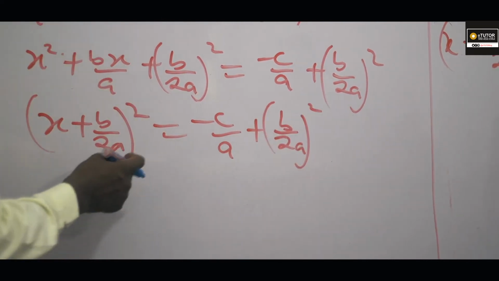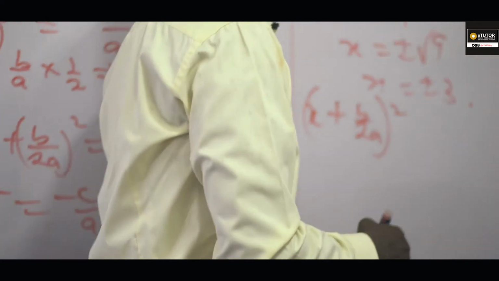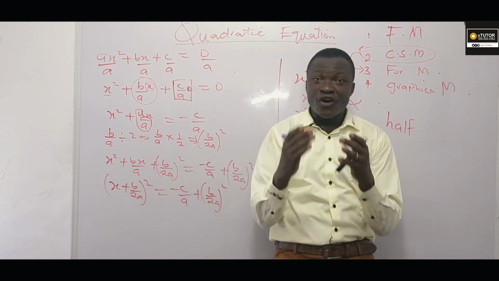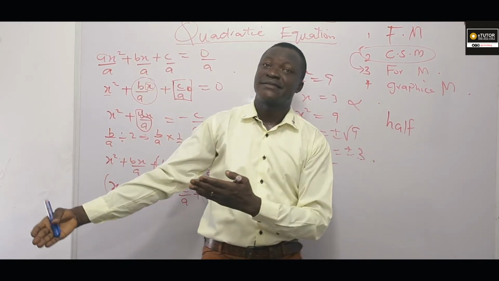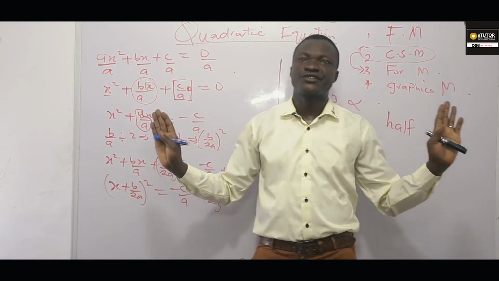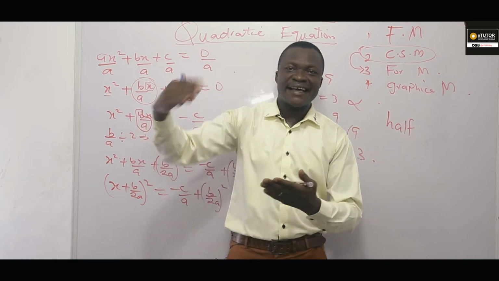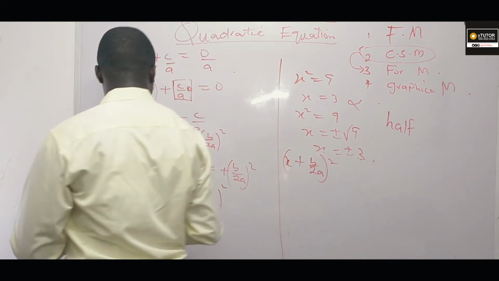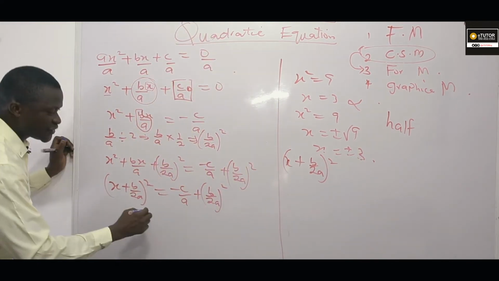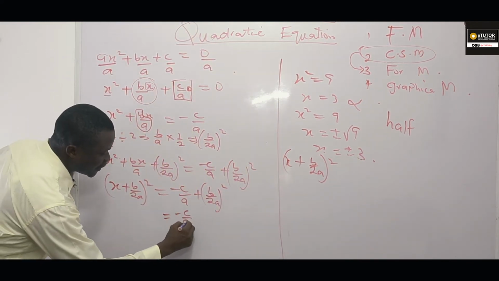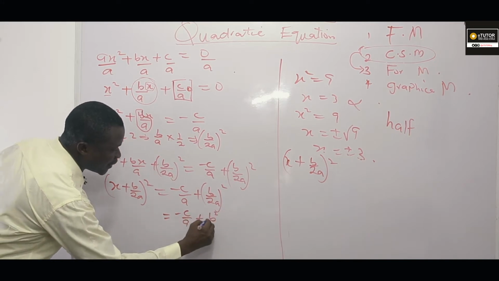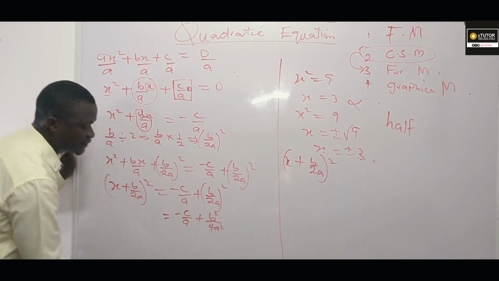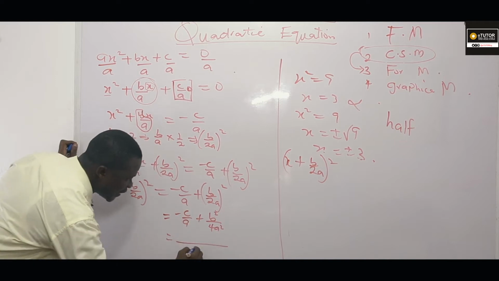That's step 4. Let's go to step 5. Step 5: factorize the right-hand side and solve for x. Finish. Factorize the right-hand side and solve for x. Let's factorize the right-hand side. What do you have on the right-hand side? See it here. Yeah, factorize. What do you have? Minus c over a plus b squared over 4a squared. That's it. Let's go. LCM here.